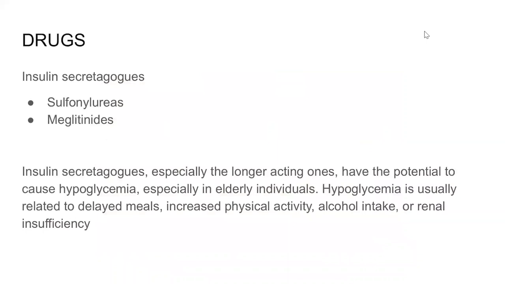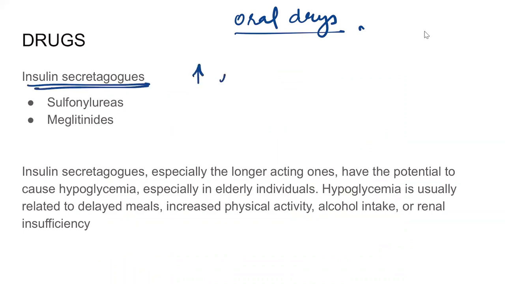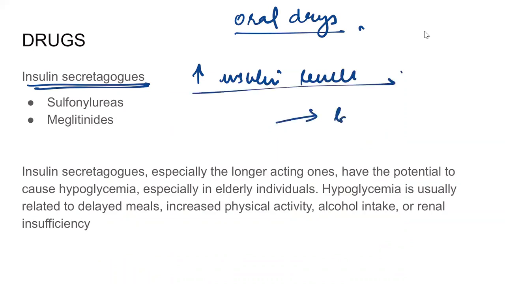Now drugs. In drugs, we have oral drugs, then we have two injectables, and then in the last, insulin. So first of all, we'll discuss oral drugs. In oral drugs, the first class is insulin secretagogues. That is, they increase insulin levels. And since they increase insulin level, they can lead to hypoglycemia.